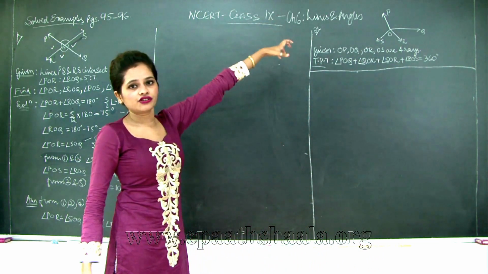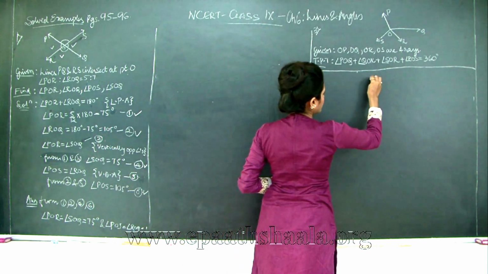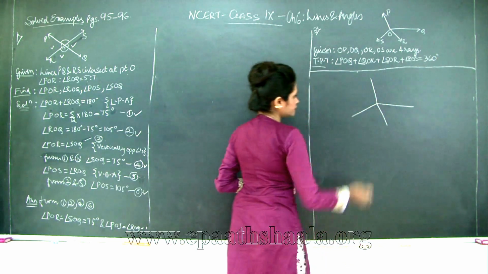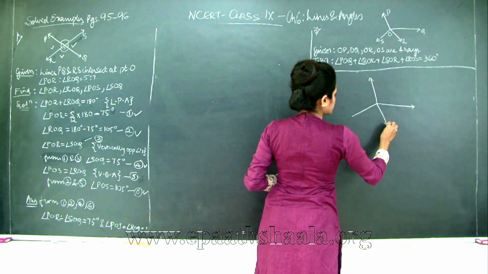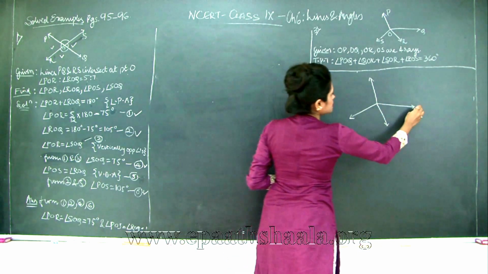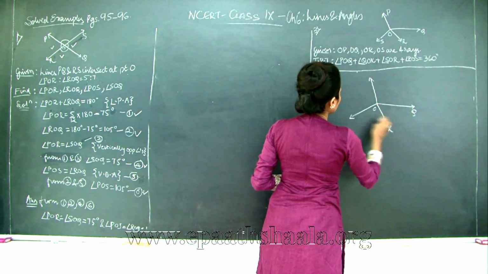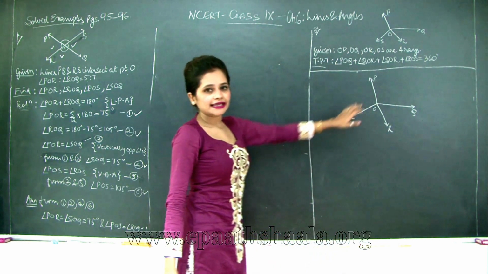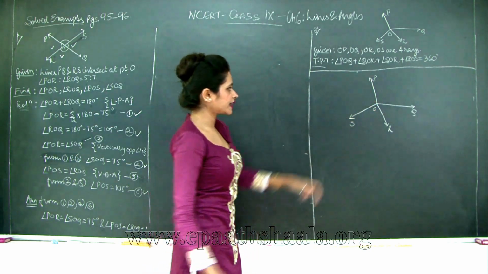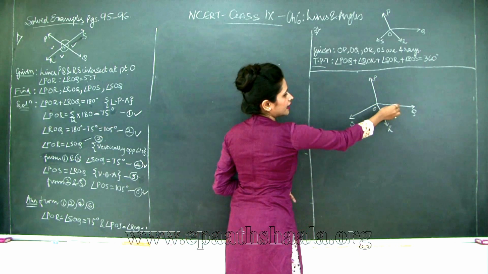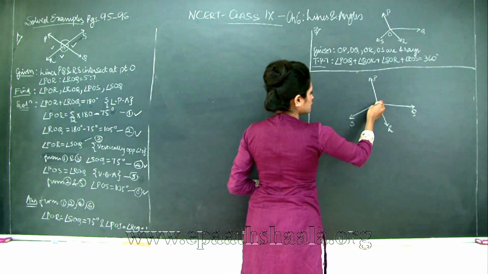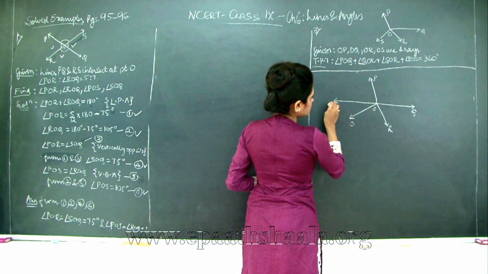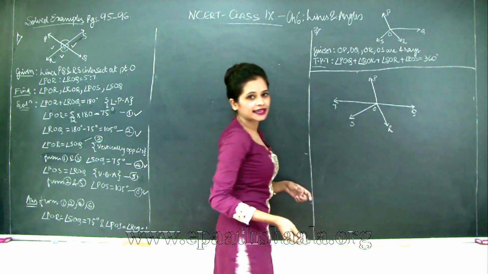We will have to redraw the given diagram. So let's see how. This is Q, we have O, then you have R, S and P. Now we can extend any of these rays to form a straight line. What I will do is I will extend ray OQ in the opposite direction to make a straight line, and I'll call this point T.